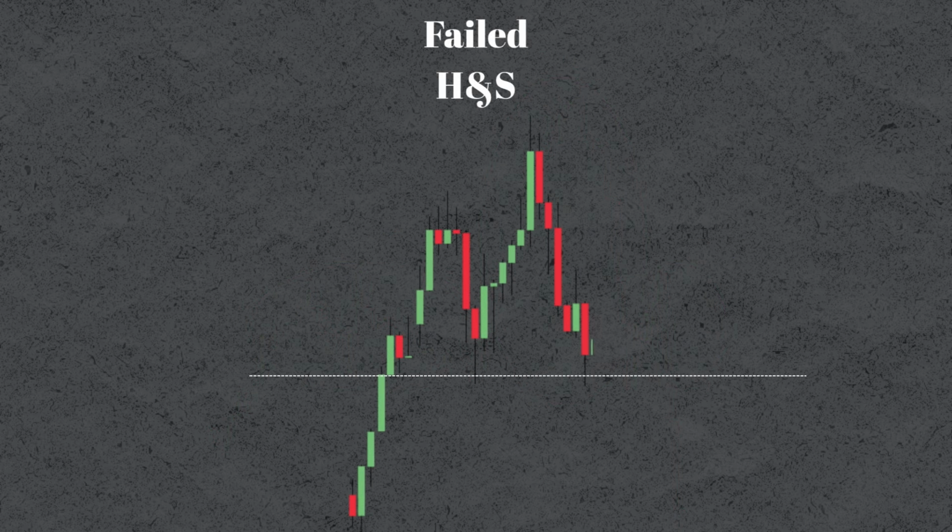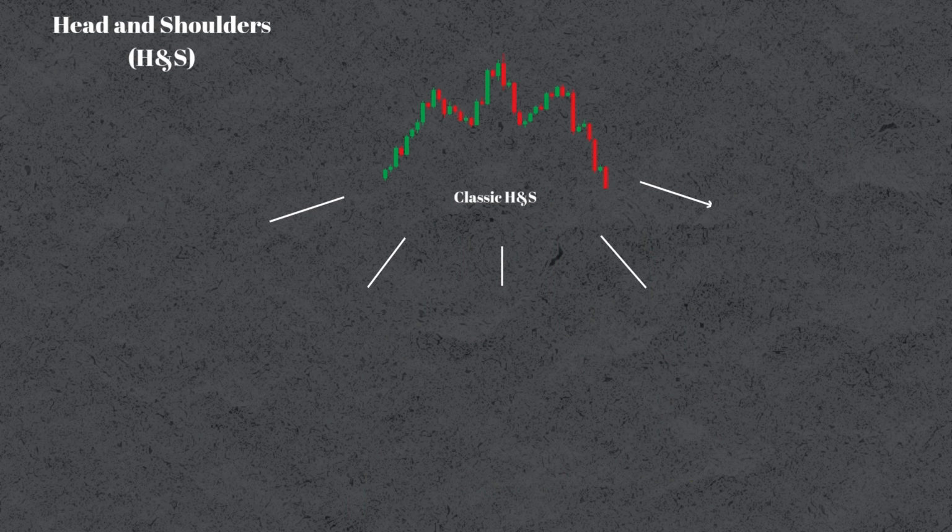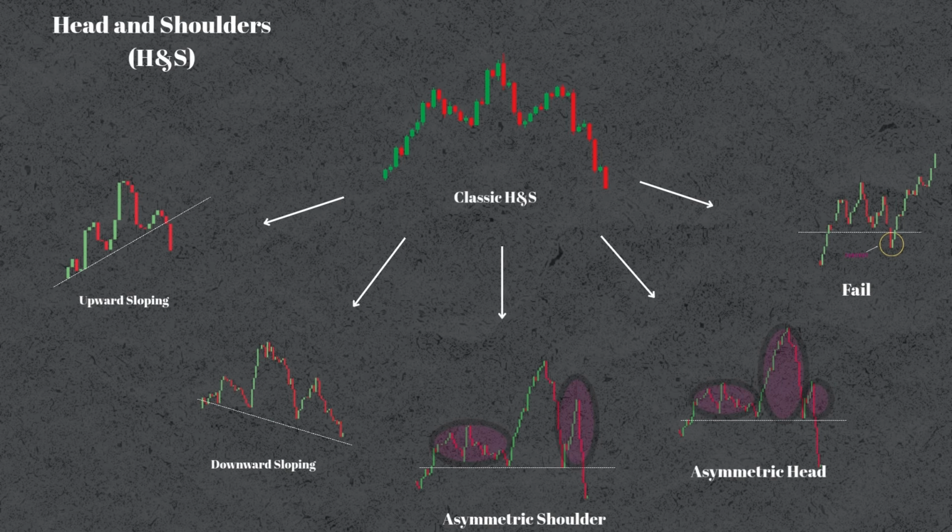There's also the failed H and S, where the price looks like it's about to break the neckline, but then quickly reverses. This is called a fakeout. It often appears on smaller time frames and tends to trigger stop losses. That's why risk management is crucial when trading the H and S. Not every breakout is real. In short, the head and shoulders can appear in many variations. What matters isn't a perfect shape, but understanding the psychology behind it.